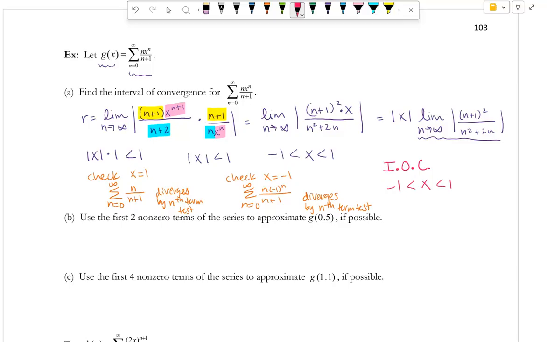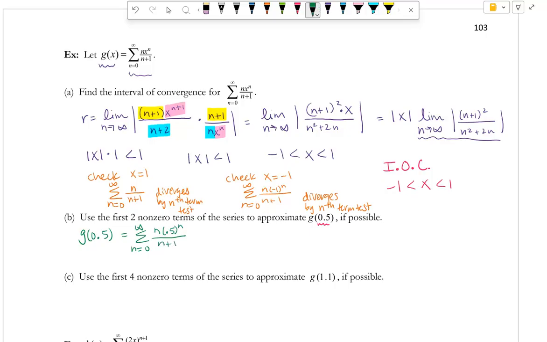Well, this is only going to be possible if 0.5 is in our interval of convergence. But it is. 0.5 is a number between negative 1 and positive 1, so we are good to go here. All right, so g of 0.5 will be equal to our series, so I'm plugging in 0.5 for x.